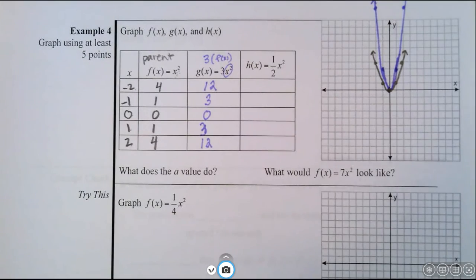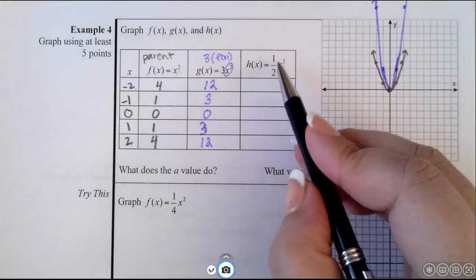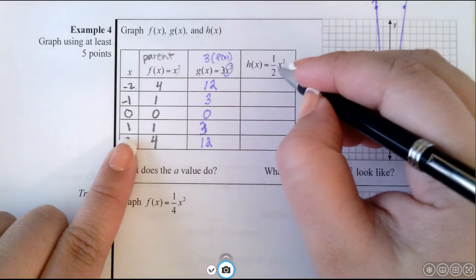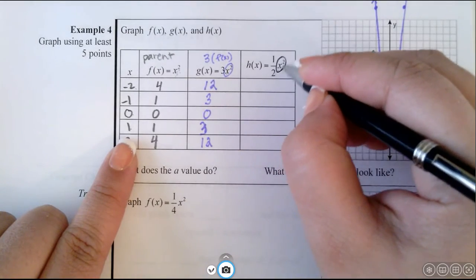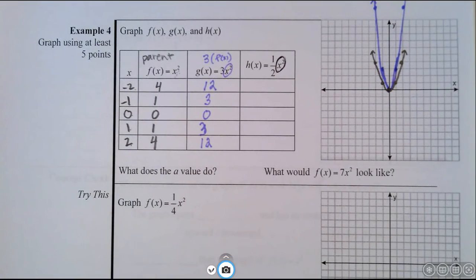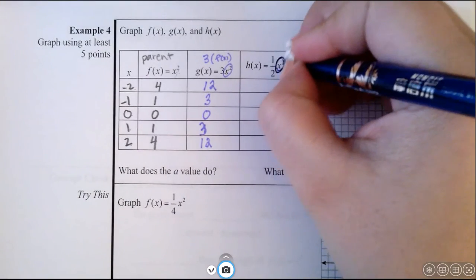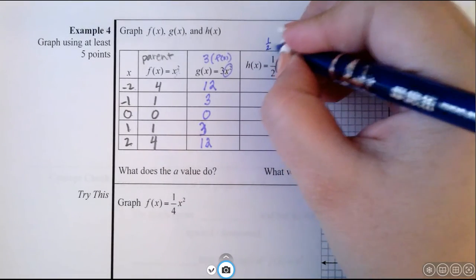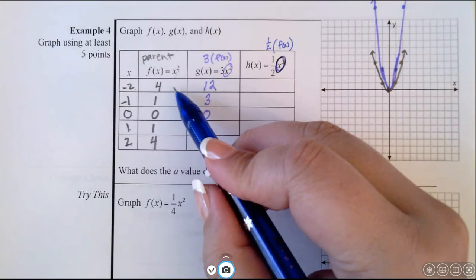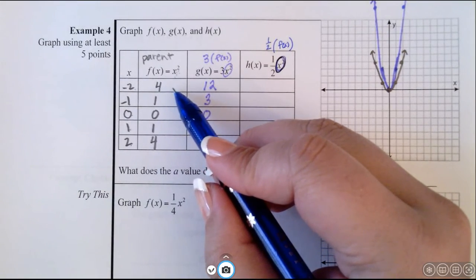Let's take a look at h of x, and then we'll talk about how these are all related. So h of x is 1/2 times x squared. Again, that x squared is my f of x values. I'm going to switch to a different color here, blue. So this is 1/2 times f of x. I'm going to take my f of x values and multiply them by 1/2.